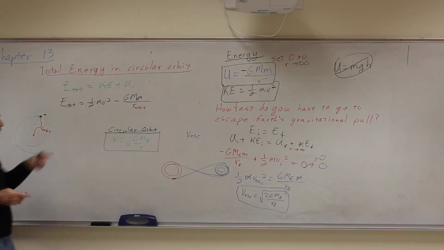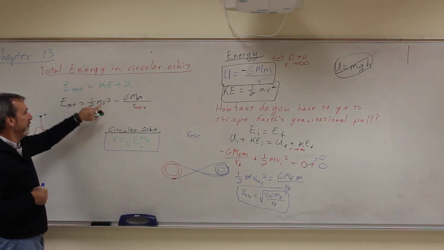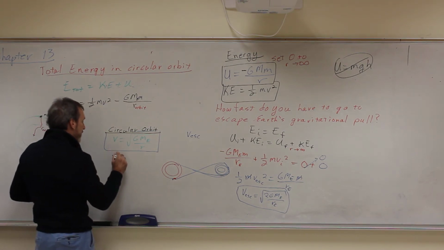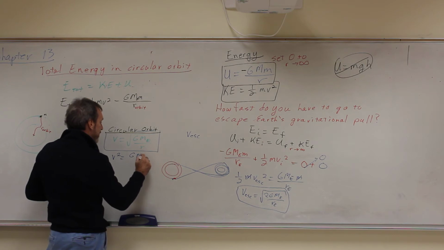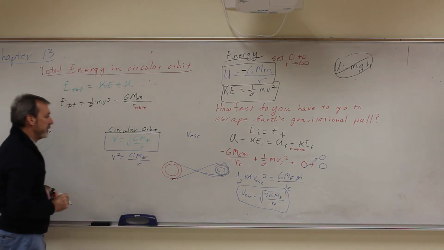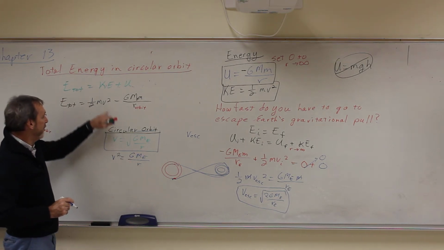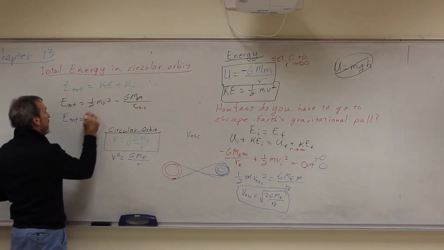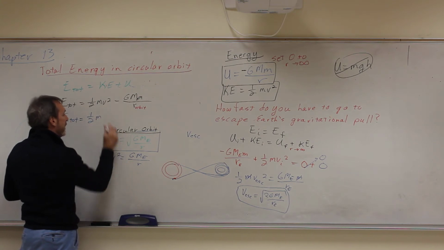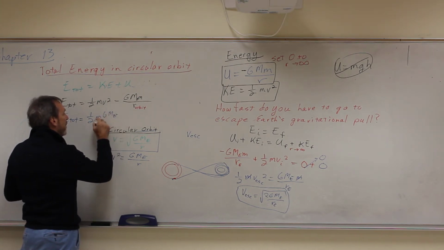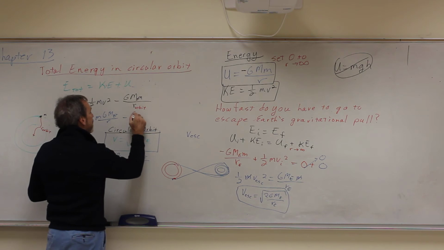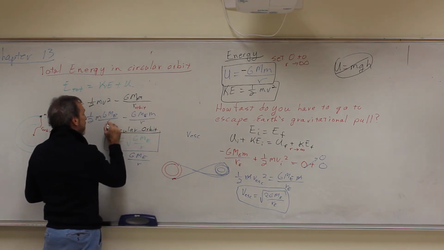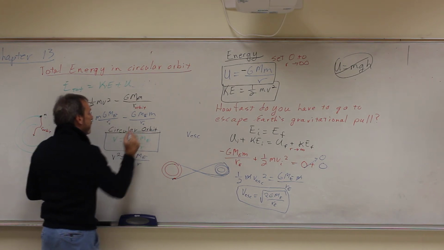All right, but look. If it's in a circular orbit, what's its velocity? Well, if I square this, v squared is just equal to G Me over r. So I can put that in for v squared. So the total energy is equal to 1/2 m times G Me over r minus G Me times m over r. Both these are the same r. That's the radius of the orbit.